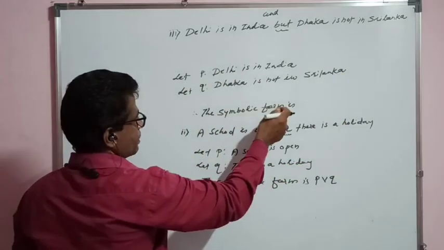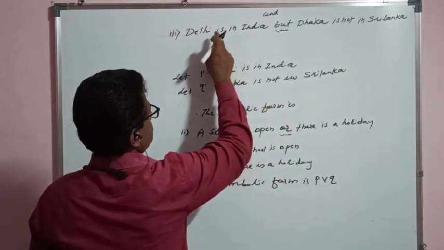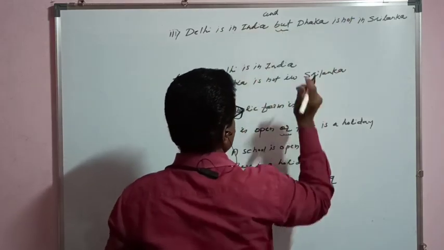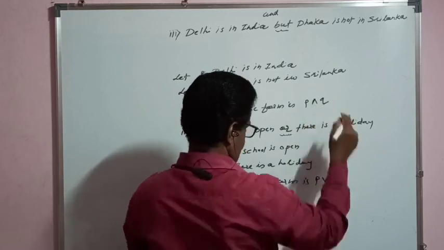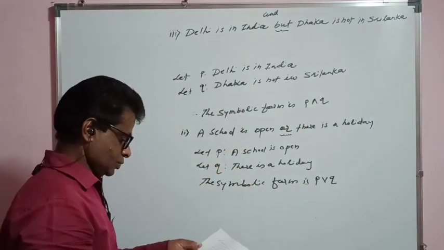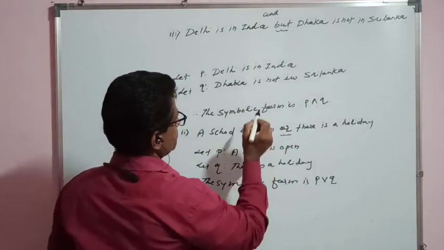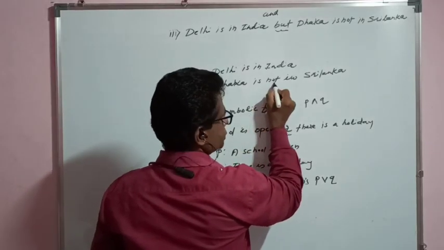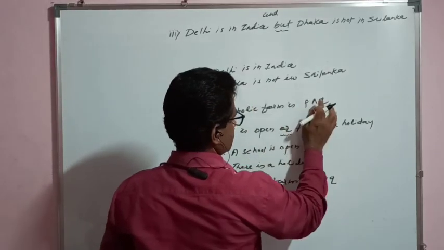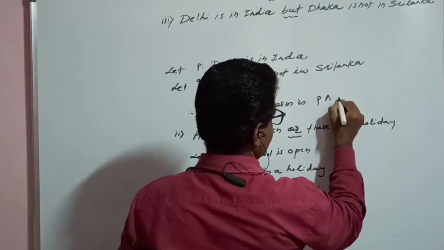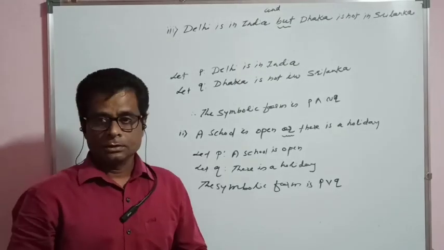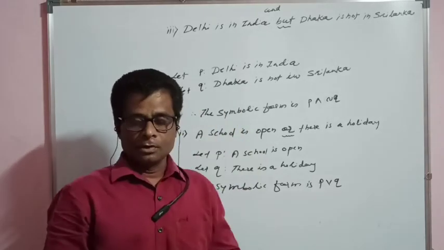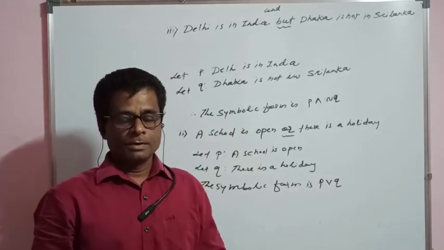So the symbolic form is P and Q, or P conjunction Q. But here the word not is used. So it is a negation. So while writing here, you have to write the negation of Q. See, this is regarding the symbolic representation of a compound statement.